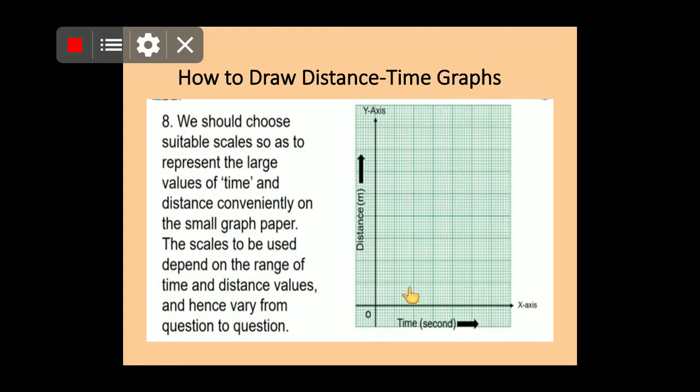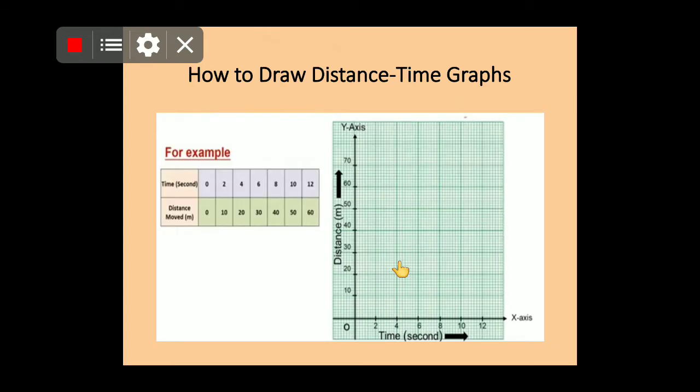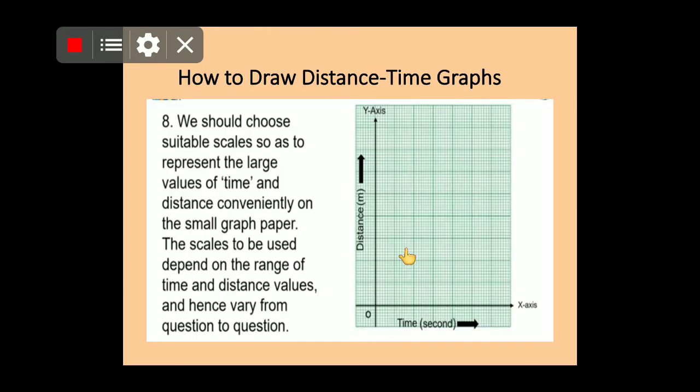See students, if the data is very large and the graph paper is very small, we will just divide the data, we will take the range, and we will take it as scales. Like we have seen that the readings were 2, 4, 6 seconds. So students, the scale to be used depends on the range of the time and distance values, hence it varies from question to question.